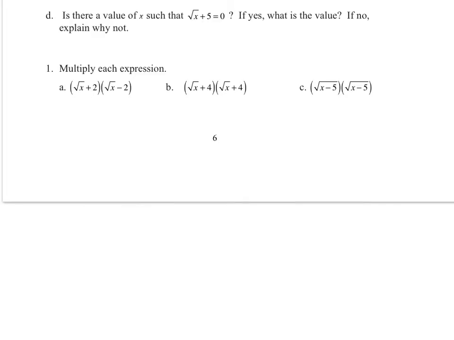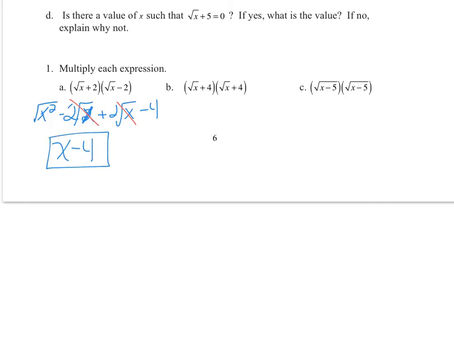Radical x times radical x is radical x squared. Radical x times the negative 2 is negative 2 radical x. 2 times, whoops, let's make that an x. 2 times radical x is a positive 2 radical x. Negative 2 times a positive 2 is a negative 4. Oh, the two terms in the middle do cancel out like they're supposed to. Squaring and square root cancel out, so I get x minus 4 as my answer. Oh, wow, that wasn't too bad.